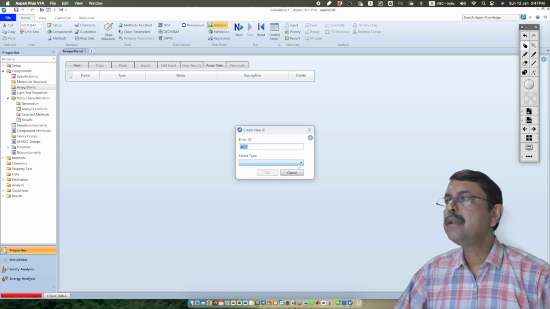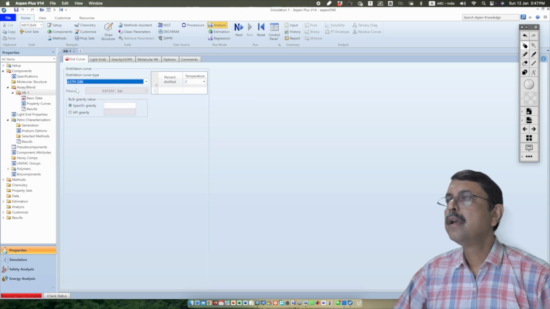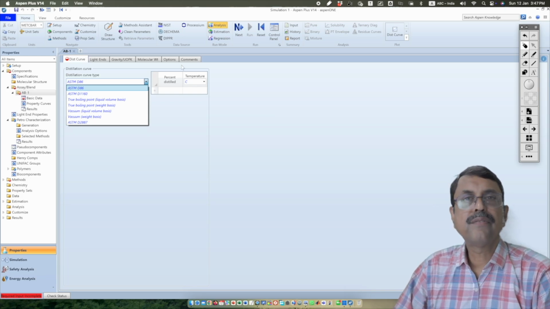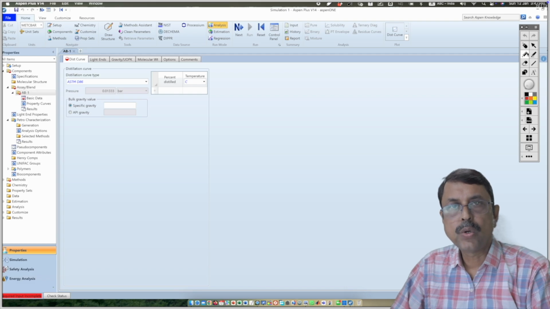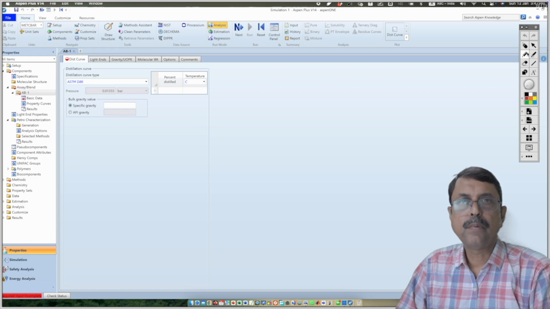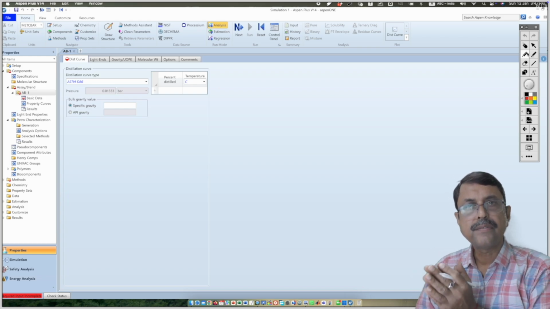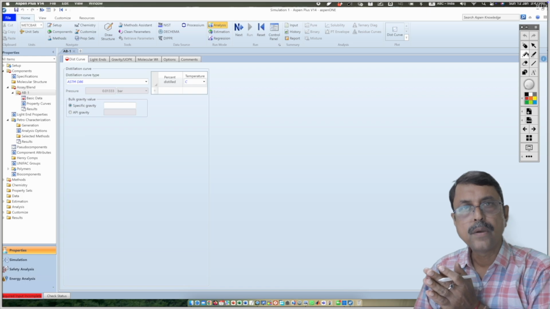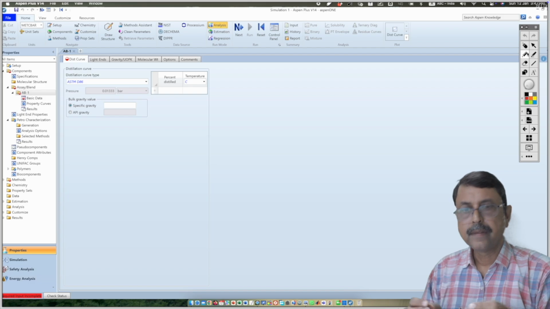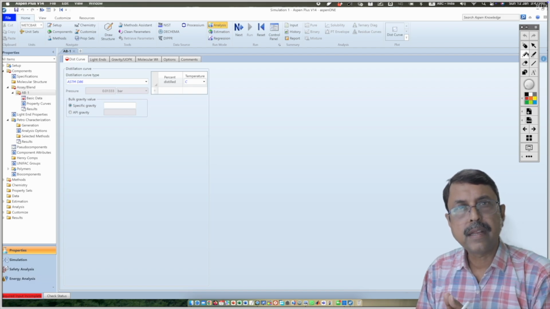First, we have to define a new blend, and that blend can be of the type assay or blend. Once it comes up, there are various options for the distillation curve. As we might know, crude oil doesn't have any single boiling point component. It's a mixture of various components that has a wide range of boiling points, and those components have boiling points that are very, very close to each other.